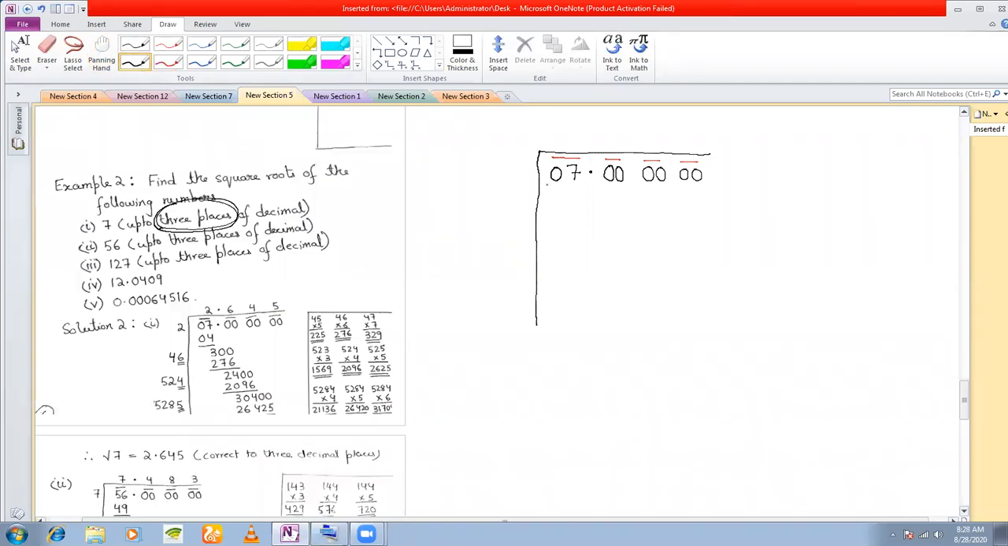We look at this pair 0, 7, the pair towards the right of the decimal. Now see, 1 square is 1, 2 square is 4, 3 square is 9. Since 9 is greater than 7, we choose 2 square, 4. So what you do is you write 2 into 2 equal to 4, and then you subtract. You get 3.